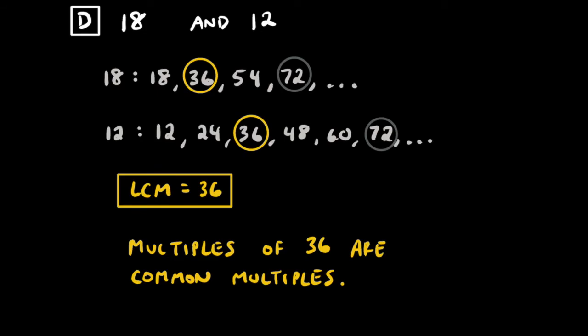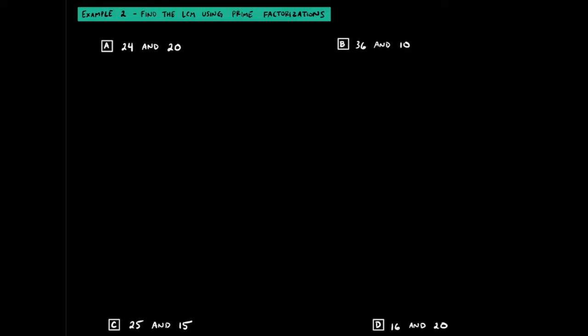I hope you got 36. Turns out that 36 is the LCM for 18 and 12. As numbers get larger, listing multiples becomes more and more tedious. In example 2, we're going to practice finding the LCM using prime factorizations.